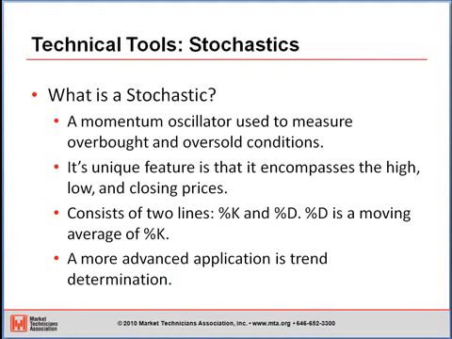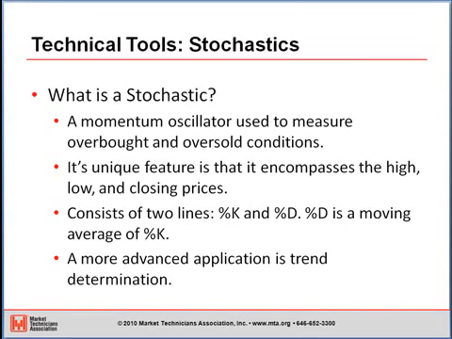What is a stochastic? The stochastic is a momentum oscillator used to measure overbought and oversold conditions. The great thing about the stochastic is that it encompasses the high, low, and closing price in the formula, so it encompasses all of market action. Many momentum oscillators and moving average systems only use the closing price. That is a defect in those systems which the stochastic eliminates.